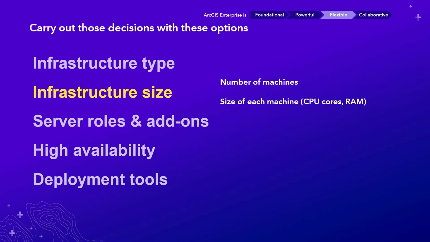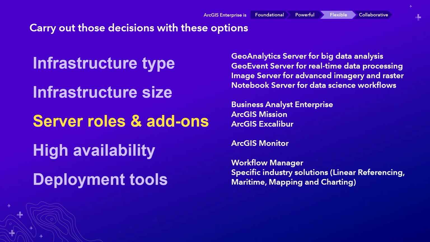You can also consider server roles and add-ons. So Scott went over this, but there's GeoAnalytics for that big data analysis, GeoEvent for that real-time processing. Do you need stream data up to date to the second? Image Server for advanced imagery and raster, Notebook Server for those data science workflows. And there's more beyond just the server roles. We have Business Analyst Enterprise, ArcGIS Mission, ArcGIS Excalibur. ArcGIS Monitor allows for you to actually get an idea of what exactly is going on within your deployment. There's also Workflow Manager, and also specific industry solutions. Now keep in mind that you're not going to probably have all of these, but if you want any of these, think about it when you're setting up your deployment.